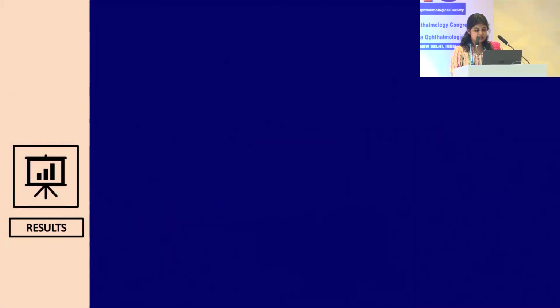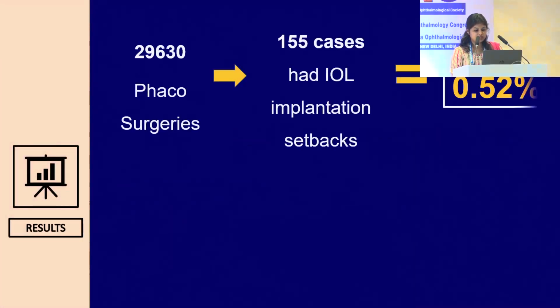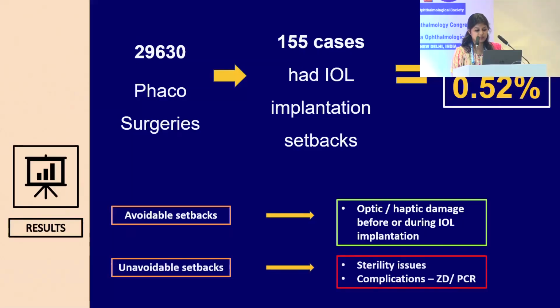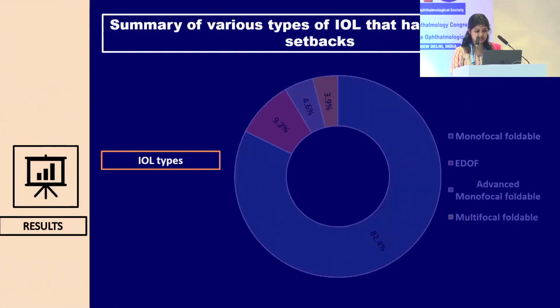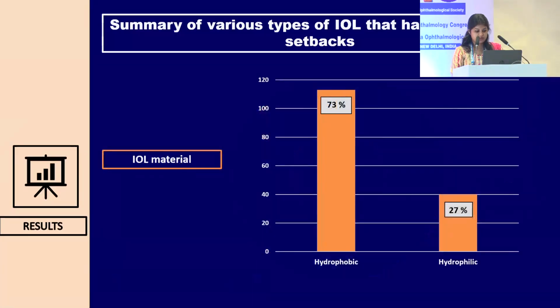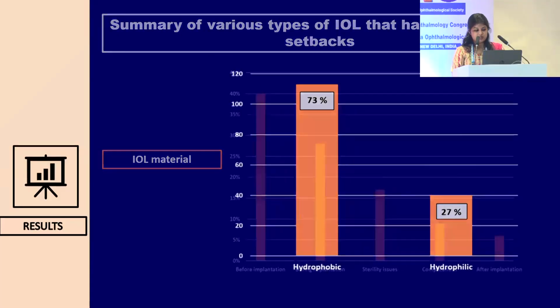Of the 29,630 phaco surgeries, 155 cases had IOL implantation setbacks, which roughly amounts to 0.52%. The avoidable setbacks were optico-haptic damage before or during IOL implantation, and unavoidable setbacks were due to sterility issues and complications. About 82.4% of the IOLs that underwent setbacks were monofocal foldable, whereas 9.2% were EDOF lenses, 4.6% were advanced monofocal, and 3.9% were multifocal lenses. 17% of the cases used toric IOL power. Majority were hydrophobic lenses and 27% were hydrophilic lenses.